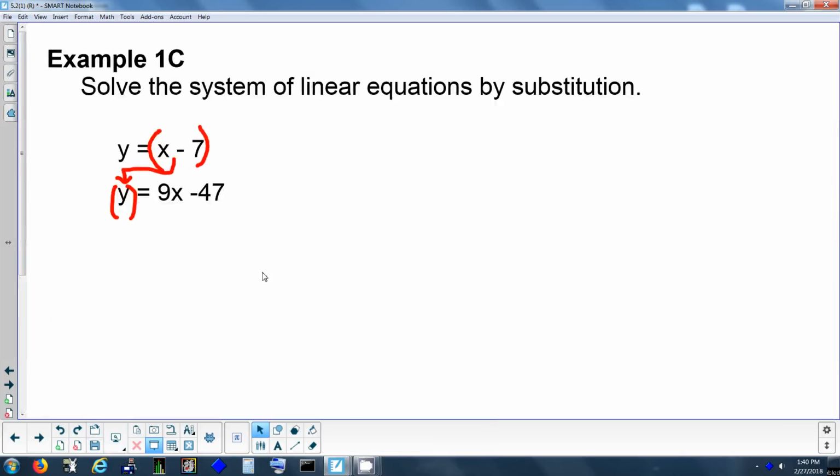X minus 7, perfect. We took the top equation, we took the information it gave me for y, and plugged it in for y down here. All right, Ginny, what's gonna come after that? We took this, put it here, x minus 7. What's gonna come after that? Okay, I like the 9x minus 47. Someone tell me by raising their hand, what's missing? The equal sign.